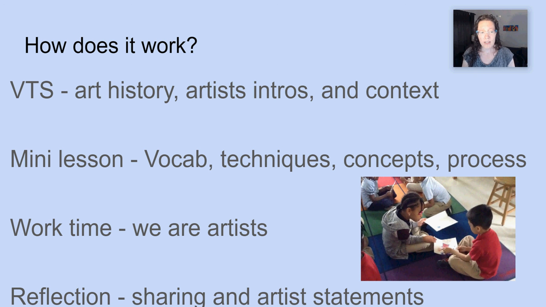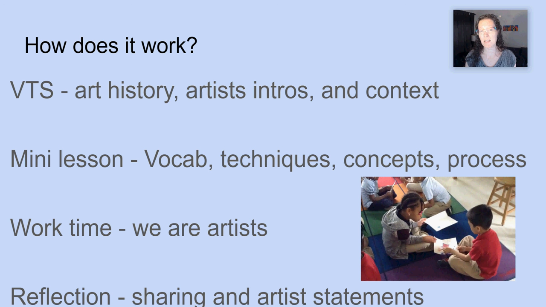Once we've done our mini lesson, we move on to work time, and that's where we all act like artists. We make our artwork, we reflect, we do critiques, we share with other artists, we plan the next artwork. And then reflecting at the end of class, some artists will get up and share their work with the class to get ideas about what went well or what they might want to change. And then when an artist's work is finished, they write an artist statement. For my little kids, that is a couple of sentences that they can dictate.